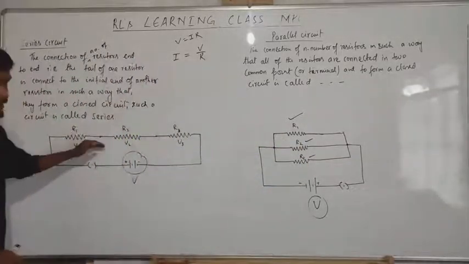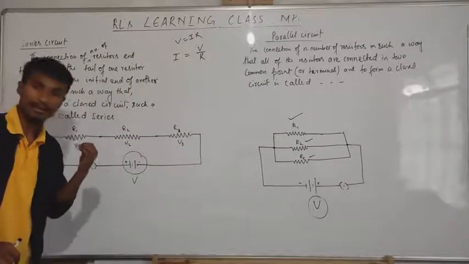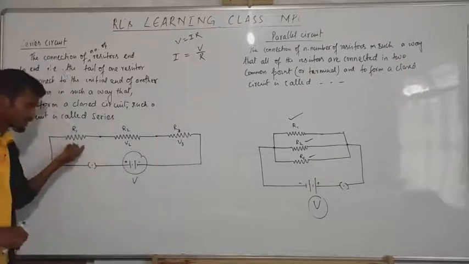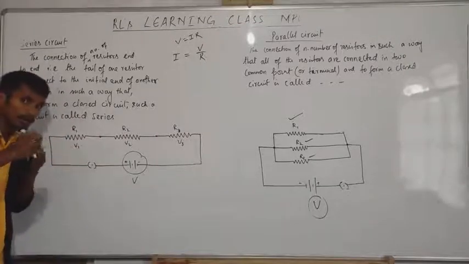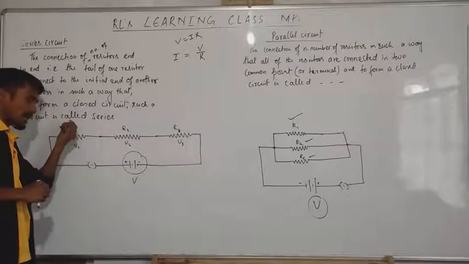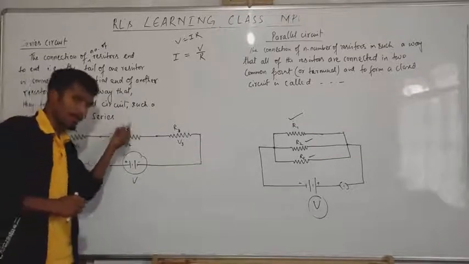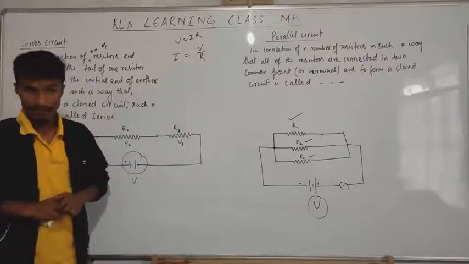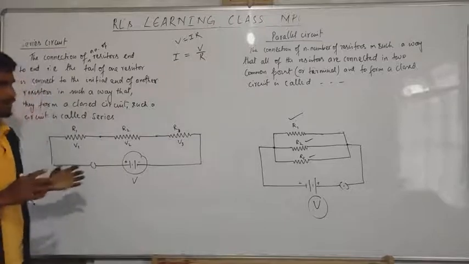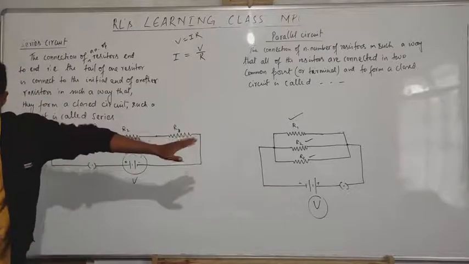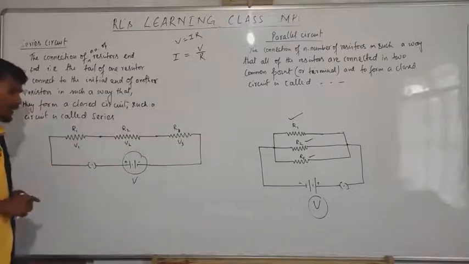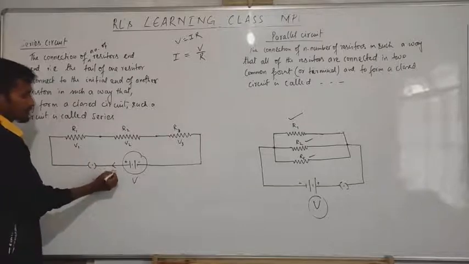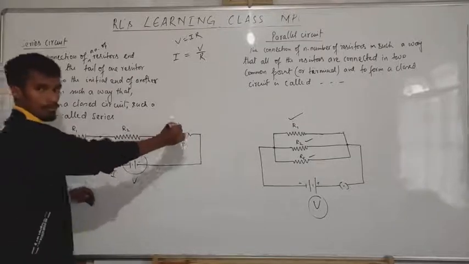And here, the voltages are different for all the resistors. The voltage drop for R1, some loss of energy, will be V1, the voltage drop for R2 will be V2, similarly for R3. But here the voltages are different, here the voltage is the same. Then what about current? The current here will be the same throughout.